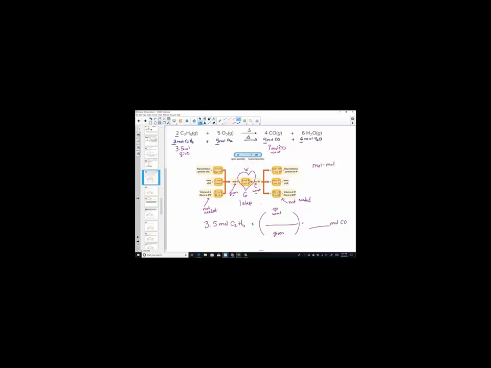I'd like to know how many moles of carbon monoxide form if given 3.5 moles of the original C2H6. We want to know CO. Its coefficient is 4. We were given C2H6. Its coefficient is 2. The coefficients become the conversion factor.